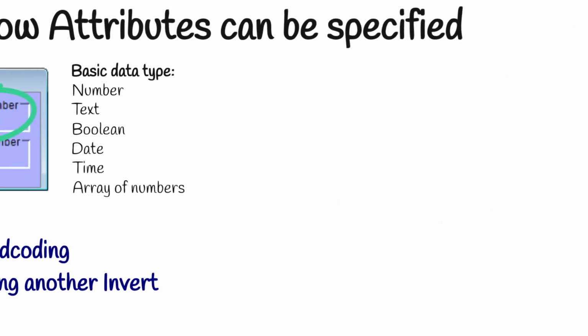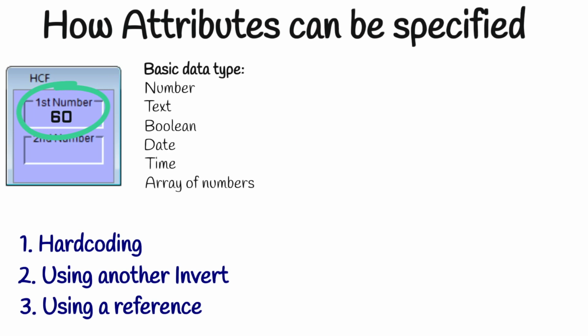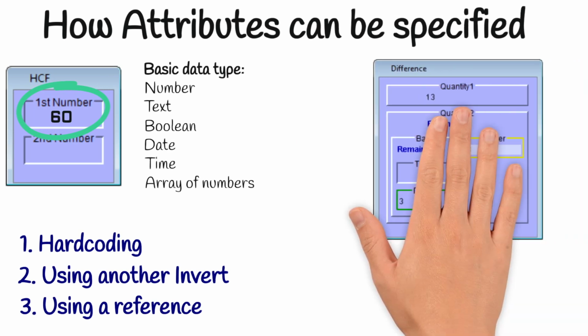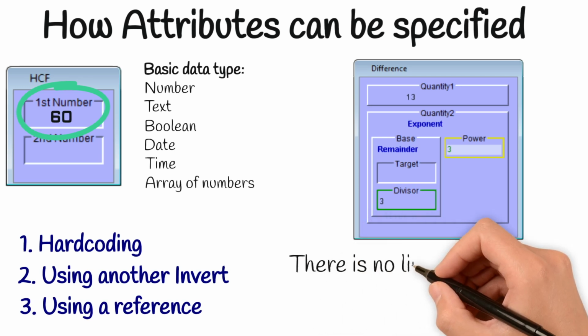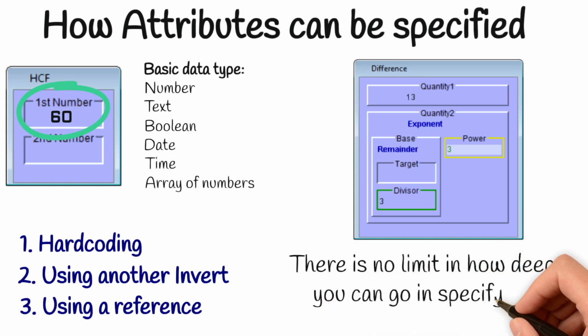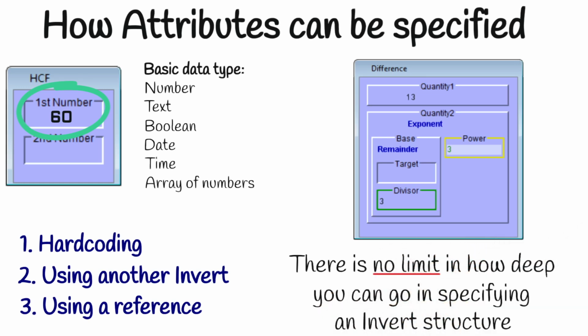There is a third way to specify an attribute, and that is by reference to some other invert elsewhere in an invert structure. Here's an artificial example showing how it works. The power attribute of the exponent in quantity 2 is set equal to the divisor of the remainder. When the power number is highlighted, its reference is also highlighted with a green border. You can see that this invert structure goes 3 levels deep. There is no limit on how deep you can go in specifying an invert structure.